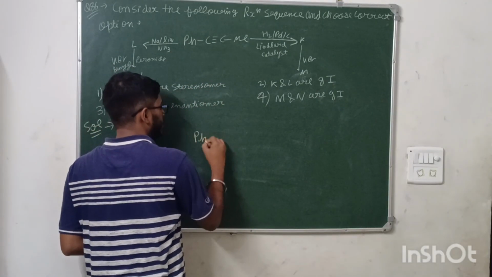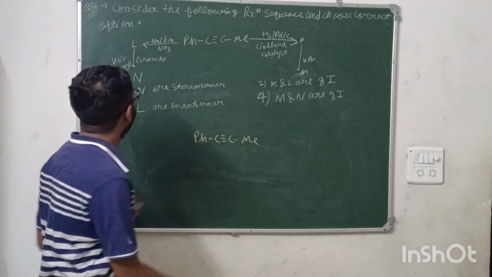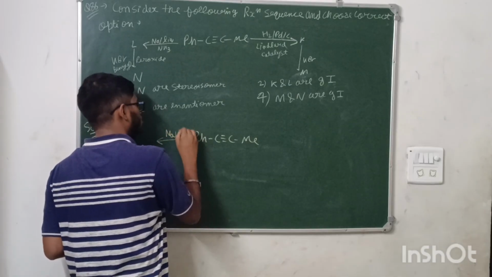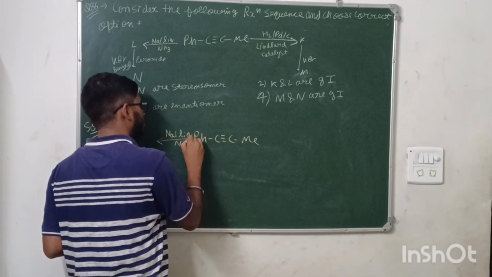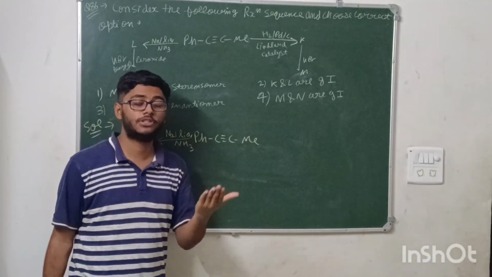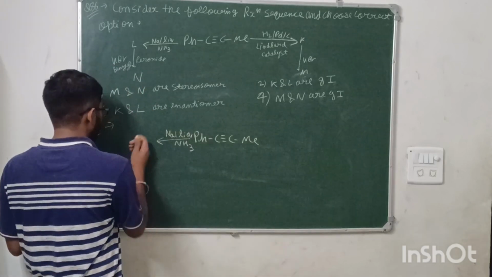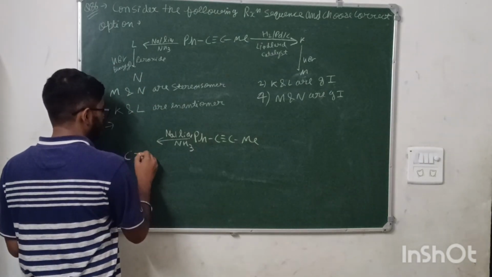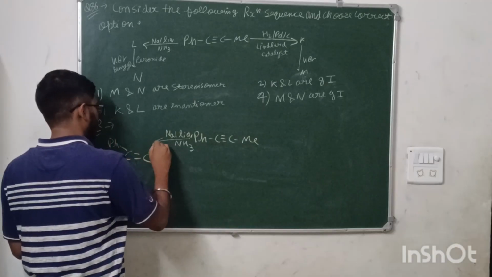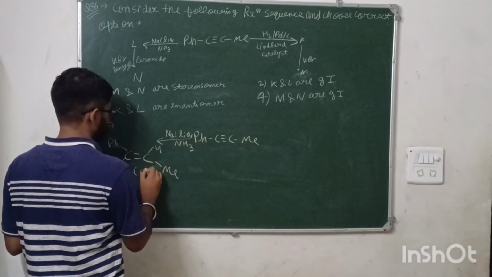The first compound is Ph, C triple bond C, Me. You need to react this compound with Na, liquid NH3. This is Birch reduction, if you remember. This reaction has a speciality that it always performs anti-addition of the hydrogens, meaning it will give the trans product: C double bond C with Ph and hydrogen on one carbon, hydrogen and methyl on the other. This is the compound L that is formed.